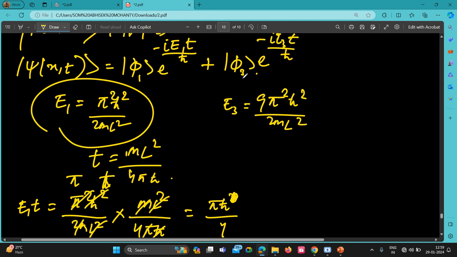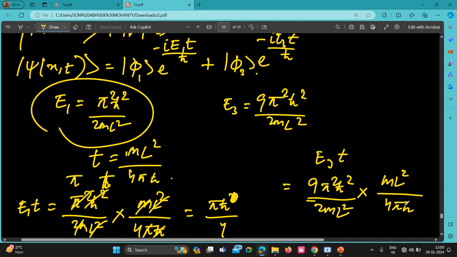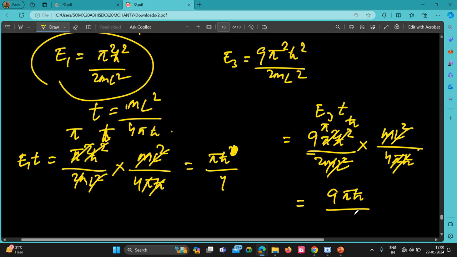Now E3 into t. E3 into t will be 9 pi square h cut square by 2 m L square into t, and t is m L square by 4 pi h cut. So again, m got cancelled, L square got cancelled, pi, pi, there will be one pi, h cut will be h cut. So the thing will be 9 pi h cut by 2 into 4, that is 8. Okay, my bad, I missed the 2. Don't miss the 2, it's kind of hidden here. So let's put these values over like that.